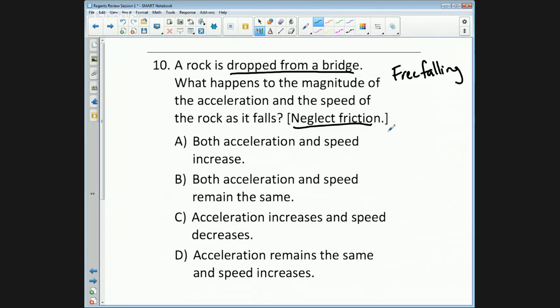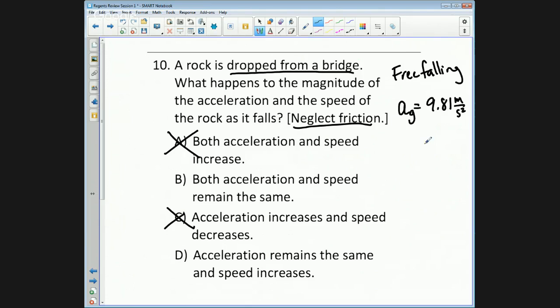So in free fall, everybody's favorite number, acceleration due to gravity equals 9.81 meters per second squared. This is the acceleration due to gravity. So that means that the acceleration is remaining the same. This is constant. So choice A is eliminated because it says that the acceleration is increasing. And choice C is eliminated because it says the acceleration is increasing.